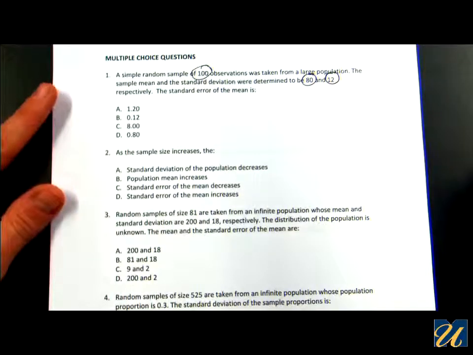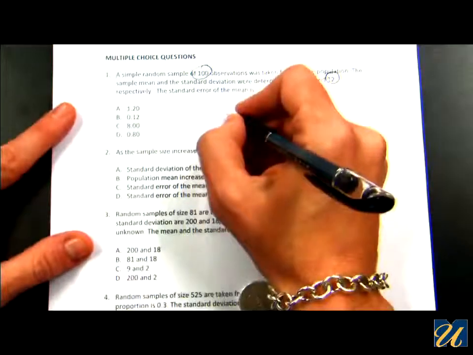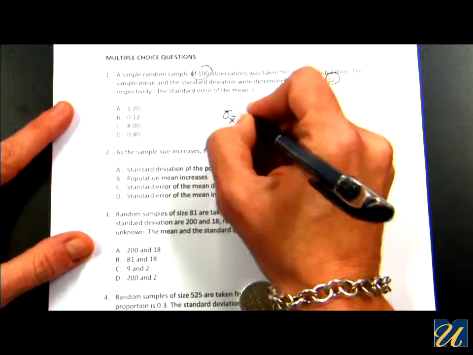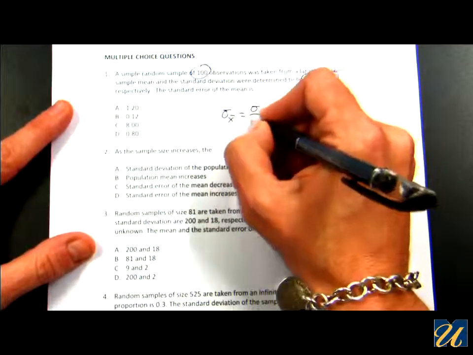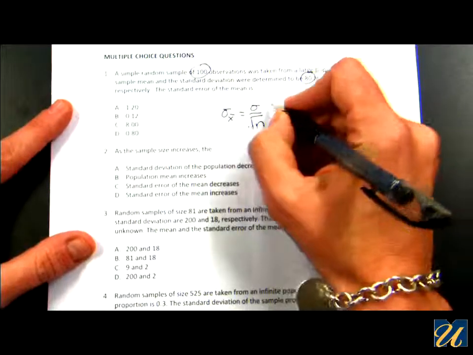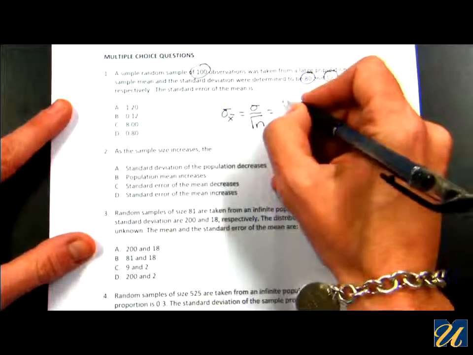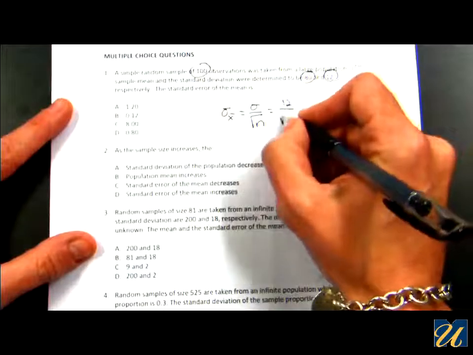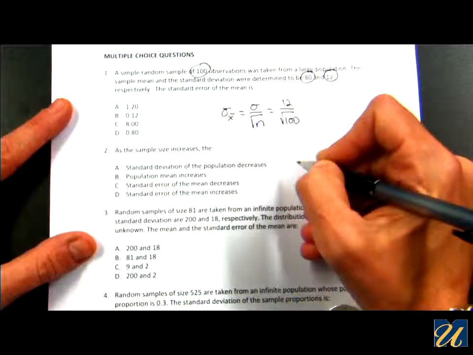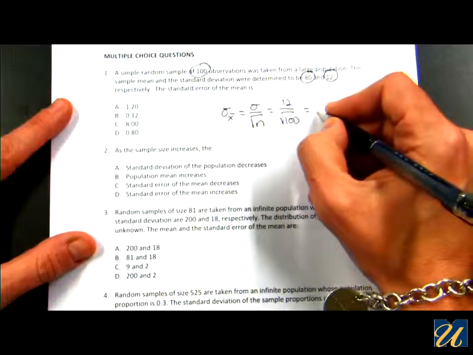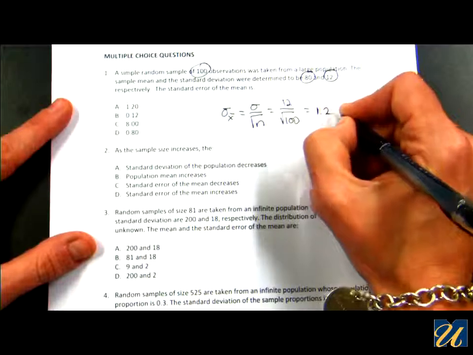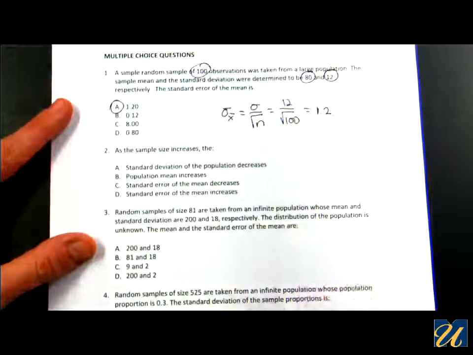The standard error of the mean is, I'm looking for sigma x bar. Sigma x bar is equal to sigma divided by square root of n. Sigma is given to be 12, n is 100, square root of 100. Therefore, the standard error of the mean will be 1.2. So the correct answer will be A.